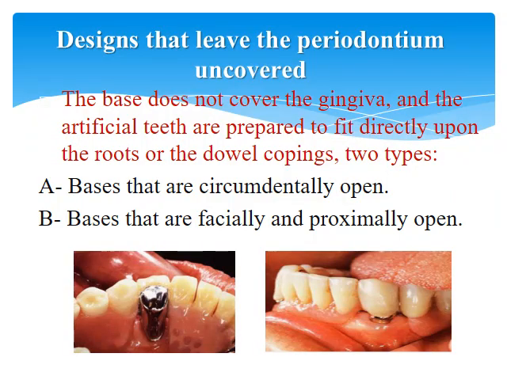Designs that leave the periodontium uncovered: the base does not cover the gingiva, and the artificial teeth are prepared to fit directly upon the roots or the dowel cupping. Two types: A. bases that are circumdentally opened, and B. bases that are facially and proximally opened.